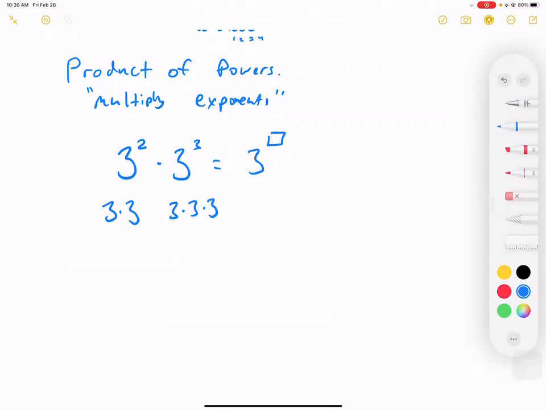All right. Well, weren't we trying to multiply these two together? So there's another multiply here. So you can see this is actually all multiply. How many 3's do we have in the end? 1, 2, 3, 4, 5. We have 5 threes. When you're multiplying powers, the main concern that you have is that you're multiplying the same base.